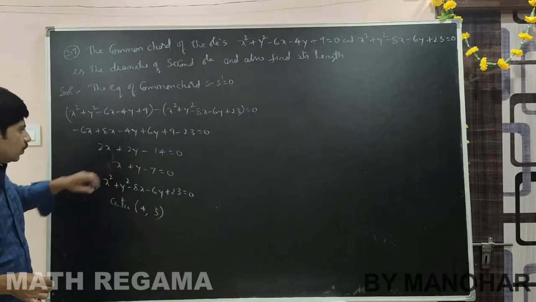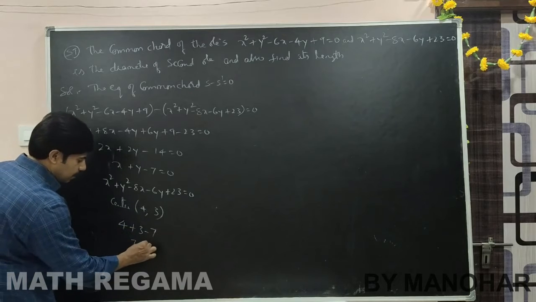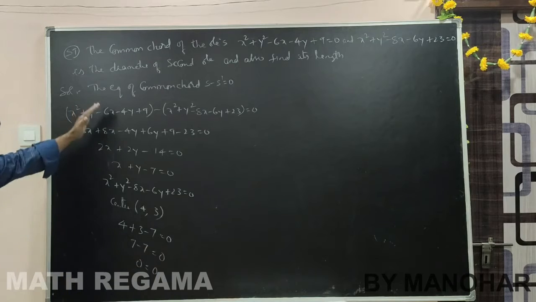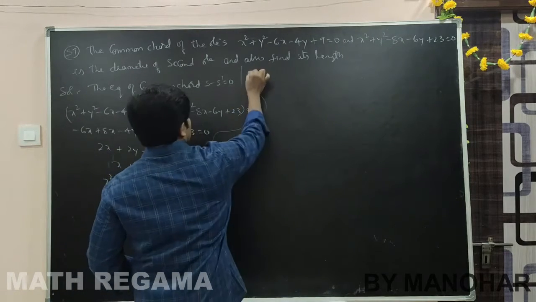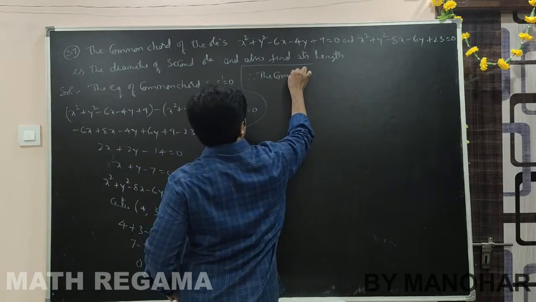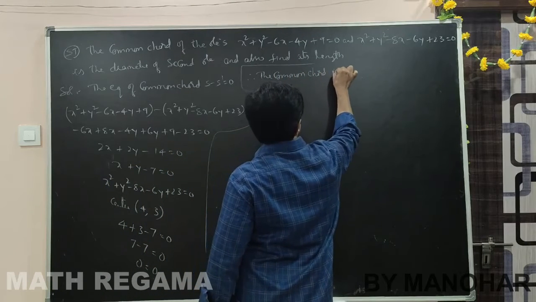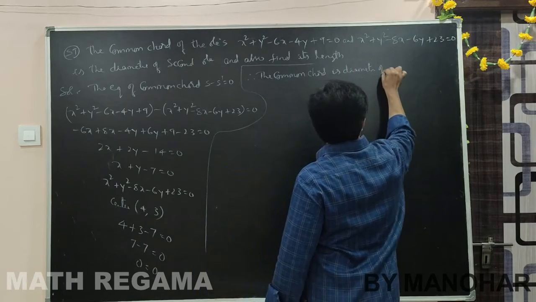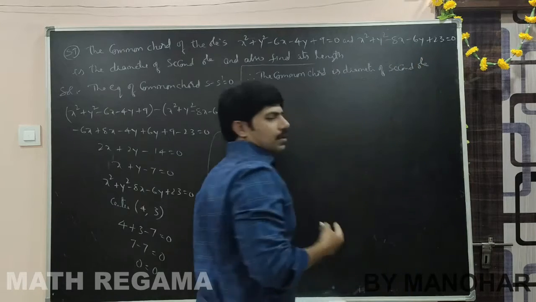So this center I'll substitute in this. That is 4 plus 3 minus 7. So 7 minus 7 is equal to 0. So we got 0 is equal to 0. So it is clearly satisfied. After that, just write one statement: therefore the common chord is the diameter of the second circle. Right, we proved it. It is a diameter of the second circle.